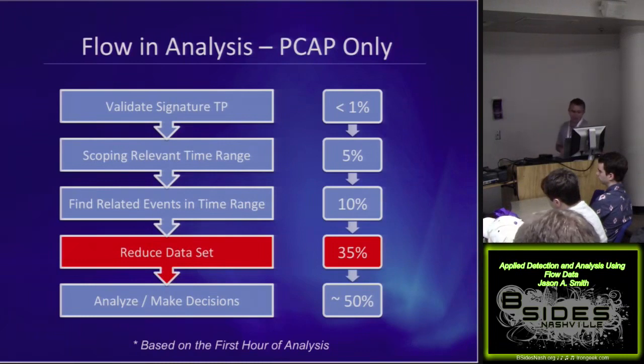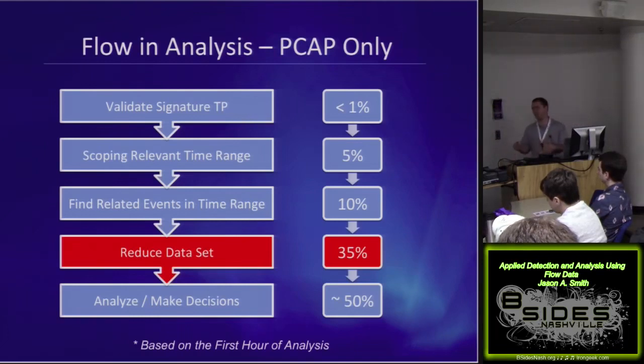Finding related events is probably a little better than it should be. It's 10% of your time. However, reducing your data set to only what you need is probably 35% of your time. You're spending a lot of time gathering all the evidence, gathering everything you need, maybe to show someone else, or to put in a report, or do your actual analysis, and then to make the decision on is it bad or is it good. You might spend 50% of your time.